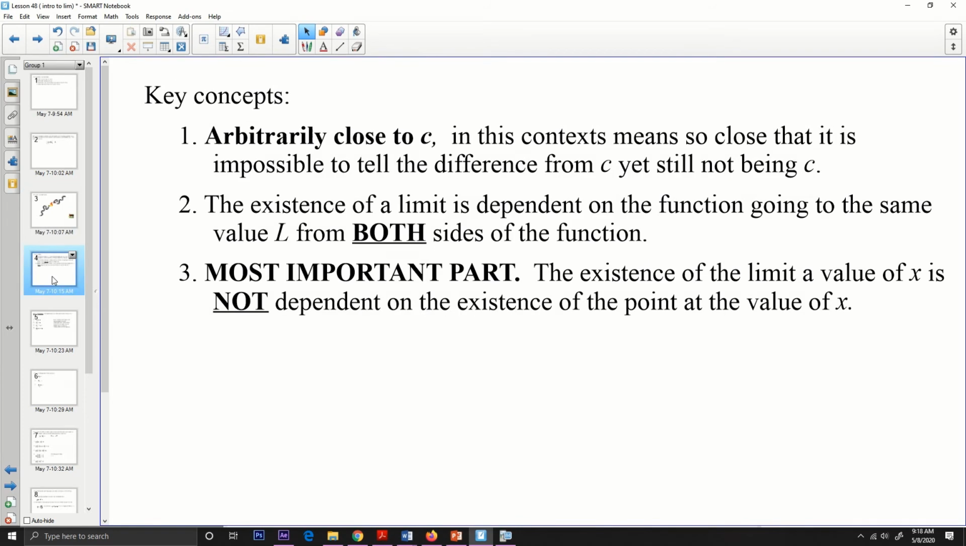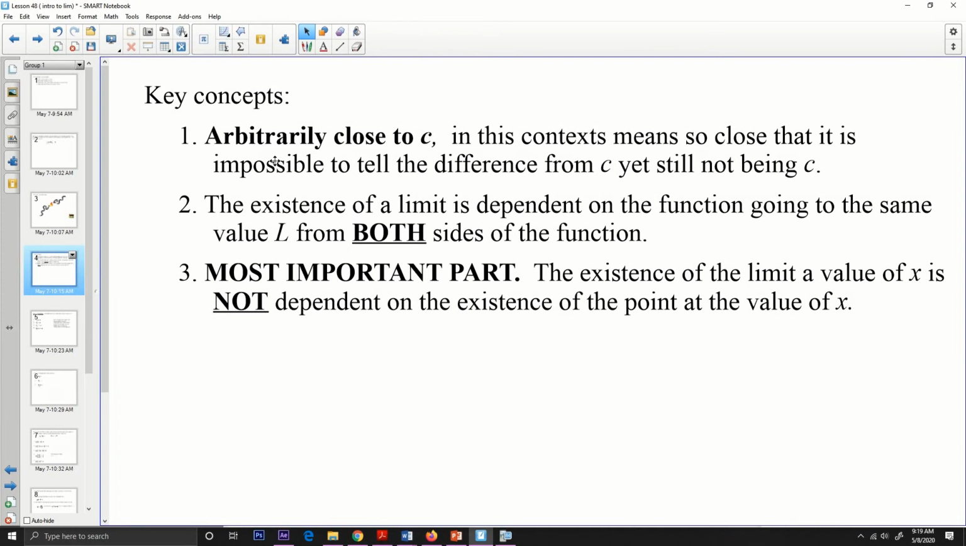Let's review. First off, what does this phrase "arbitrarily close to c" mean? In normal usage, arbitrary is usually meant to imply something that's random. That's not necessarily the case in this context. In this context, arbitrarily close to c means that it gets so close to c that it's impossible to tell the difference from it being c, yet still not being c. So we're so close you can't tell the difference, but it's still not exactly c.